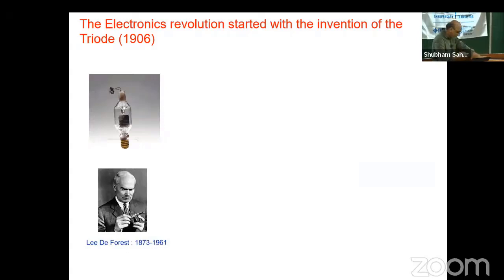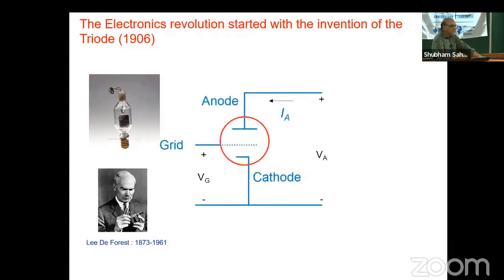The main characteristic of this device is that it's a three-terminal device. There's an anode, there's a cathode, and there's a grid. A current flows between anode and cathode, and this current could be controlled by applying a voltage to the grid. So it had the property of transconductance, that the current flowing between one pair of terminals could be controlled by a voltage applied across a separate pair of terminals.